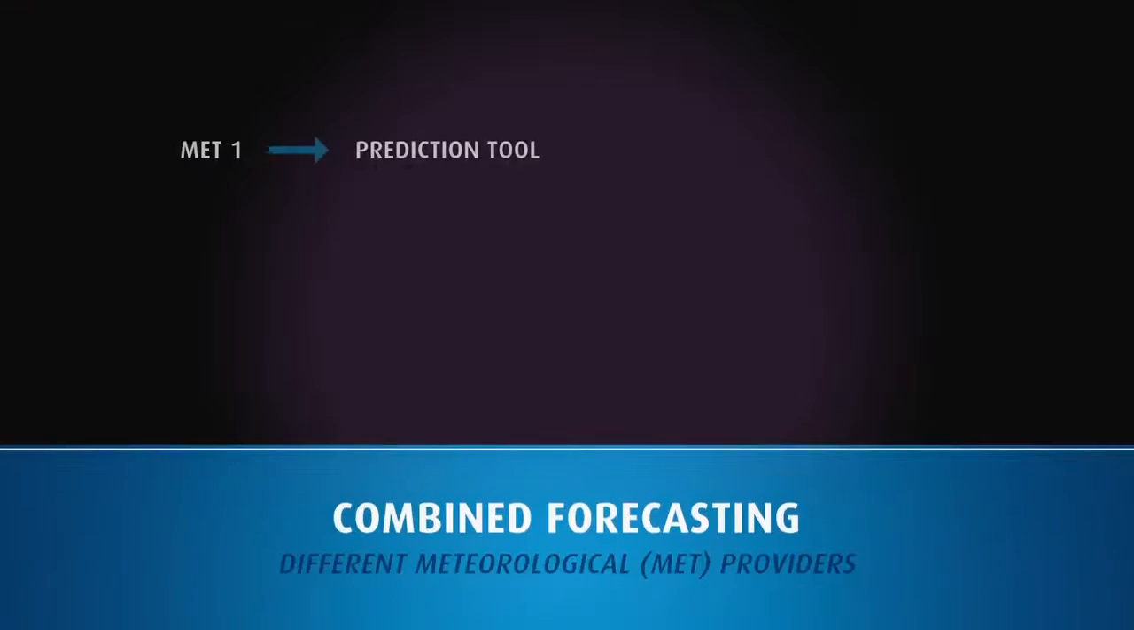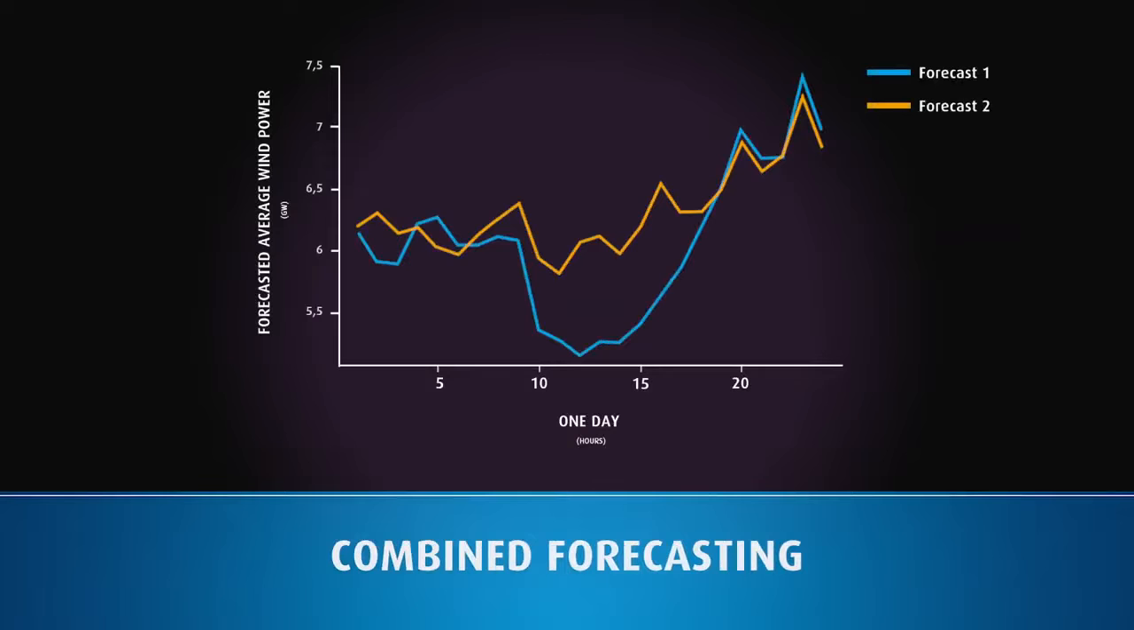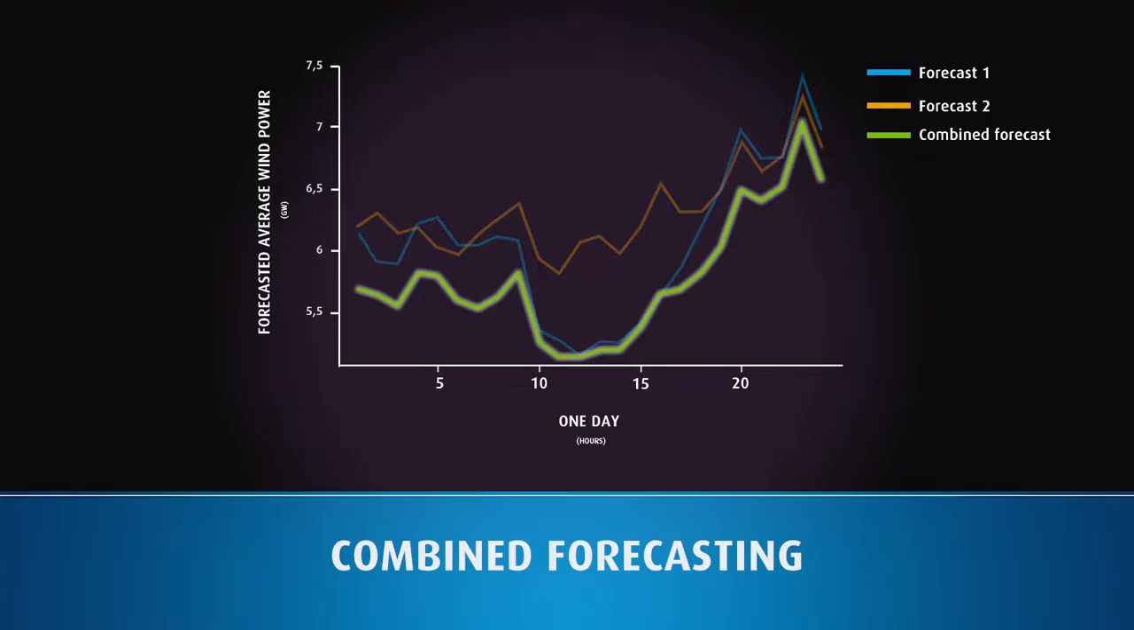A number of power forecasts can be weighted together to form a so-called combined forecast, which is better than the individual forecast. The combined forecast can be obtained using parallel configurations of the forecasting tool using input from different meteorological forecast providers. By using 2 to 3 different meteorological providers, we often see 10 to 15% improvements in the forecasting accuracy.